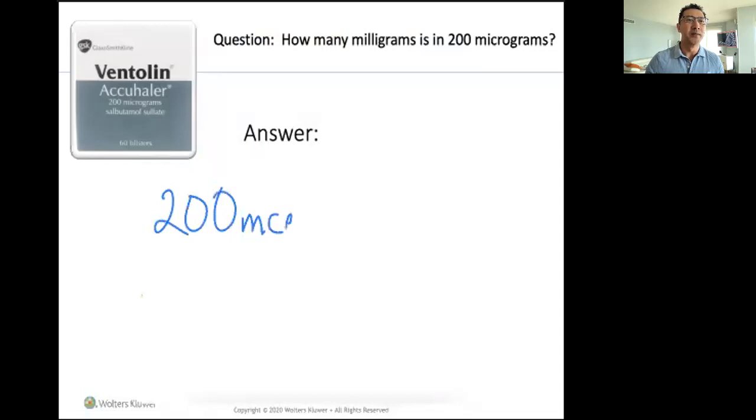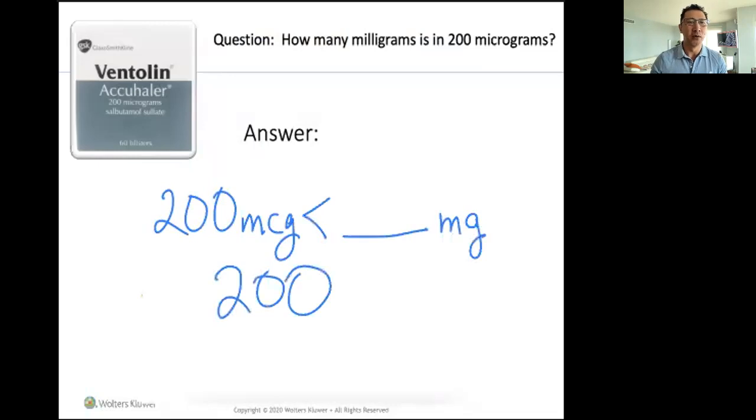200 micrograms. I need it in milligrams. Simple math. There it is. 1, 2, 3. 0.2 milligrams. Correct.